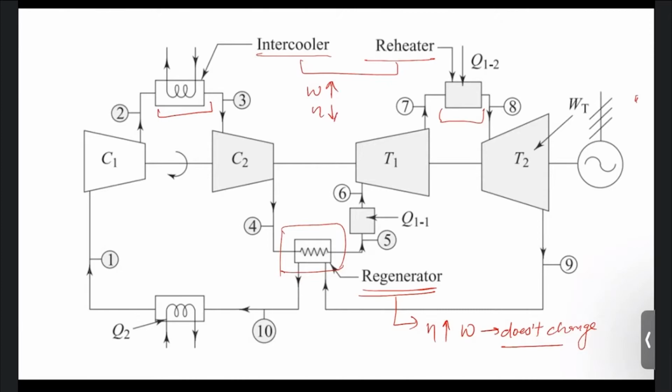So it is always useful to use intercooler or reheater in combination with the regenerator to have that combined effect of increased efficiency as well as increased work output. So these intercooler or reheater are never used without the regenerator. So this was the basics of gas turbine engines, this Brayton cycle, and the use of intercooler, reheater, and regenerator.